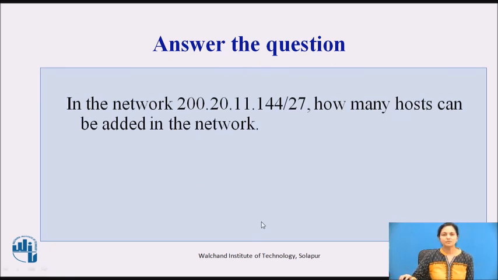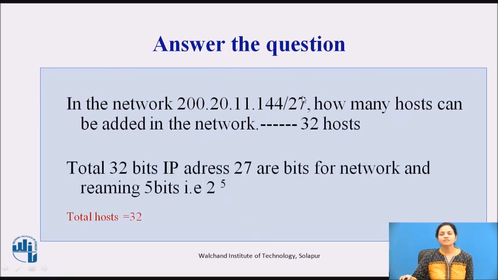The answer for this: here it is 27, so 27 bits will be for our network. So here 8, 16 and 24, and again we have to borrow 3 bits in the last octet. So the remaining are 5 bits. The 5 bits will provide us a total of 2 raised to 5, and 2 raised to 5 is nothing but 32. So we can accommodate 32 hosts in this network.